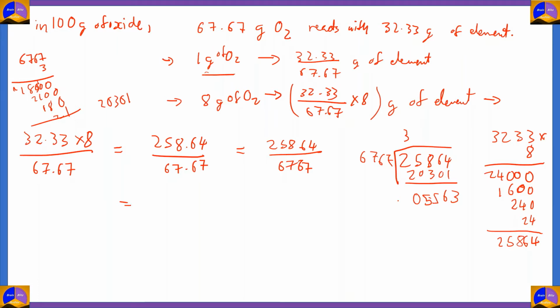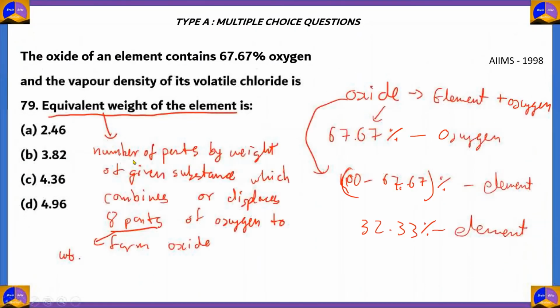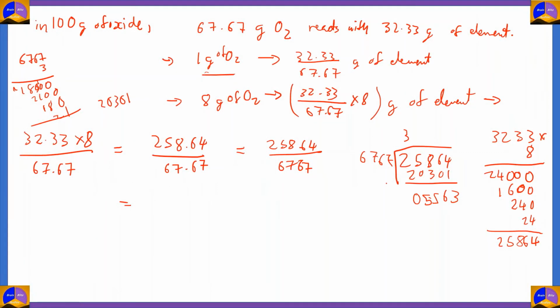Now, we should be continuing further, but when you're looking at our options, we find that option B only has a 3 at the units place. All the others have 2 and 4. So by doing that much, we can find out that the equivalent weight of the element will be option B, 3.82, without having to do some more messy calculations because of our options.